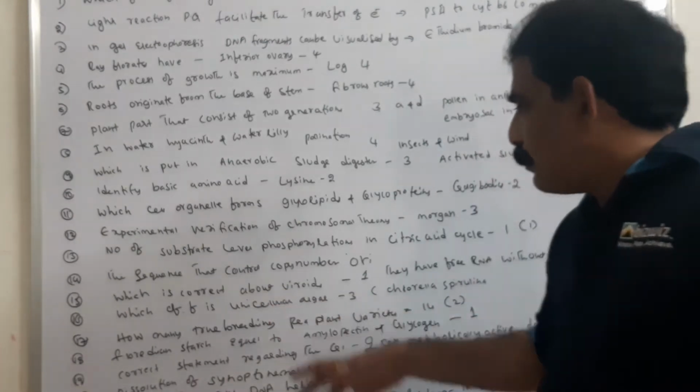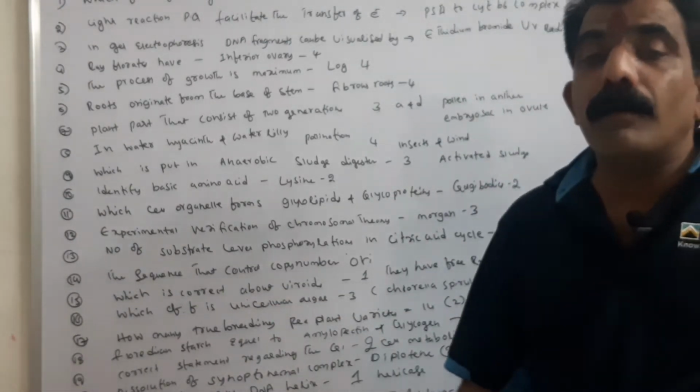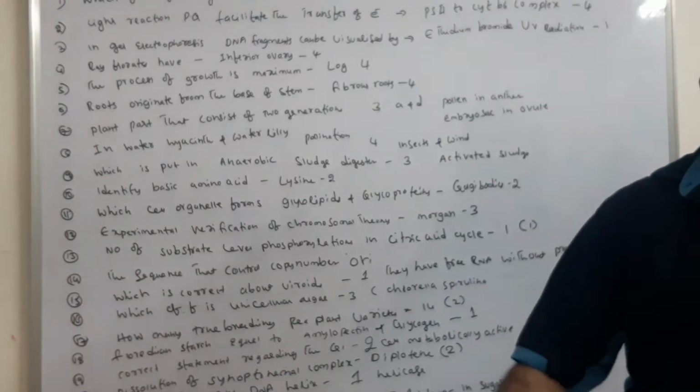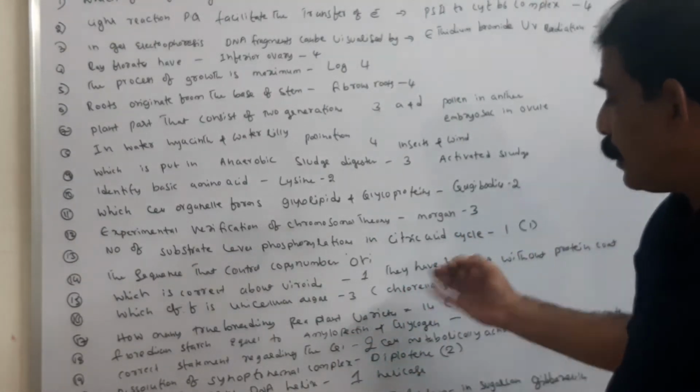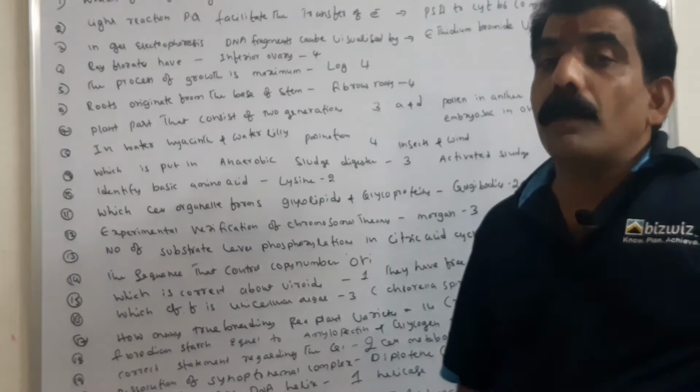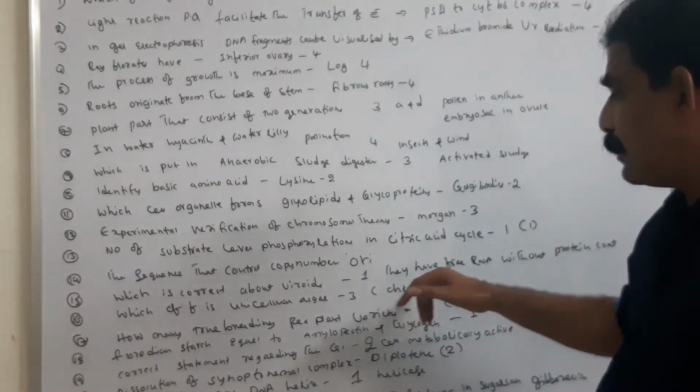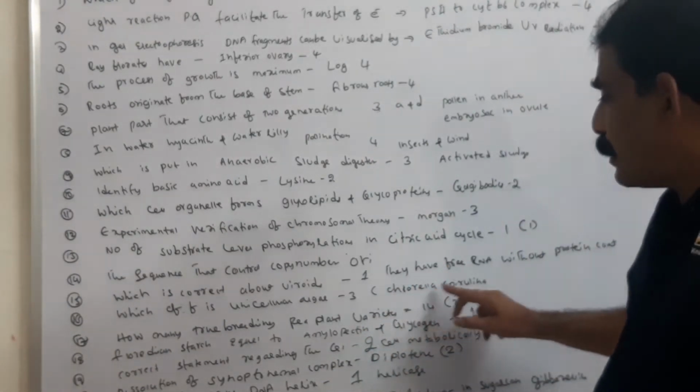Next, which of the following is a unicellular alga is asked. Combinations of unicellular algae are given. Here the two unicellular ones are Chlorella and Spirulina, which are also used as SCP, single cell proteins. The right answer is Chlorella and Spirulina.